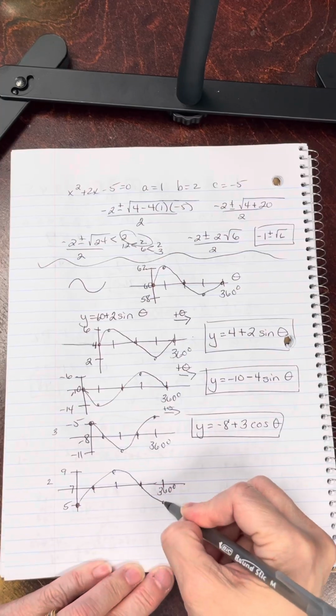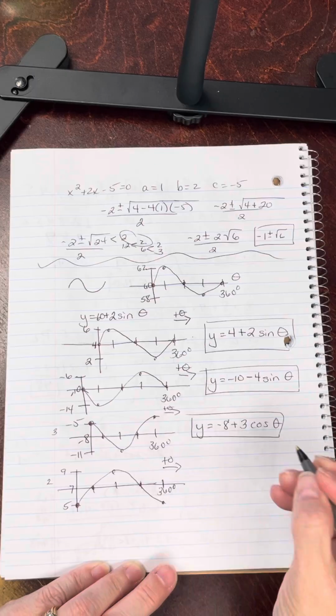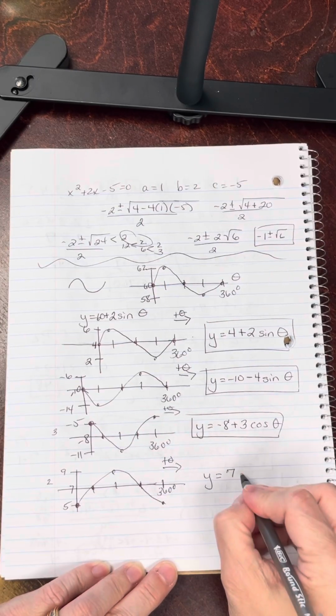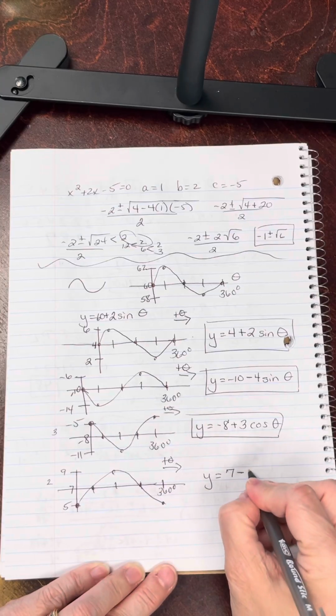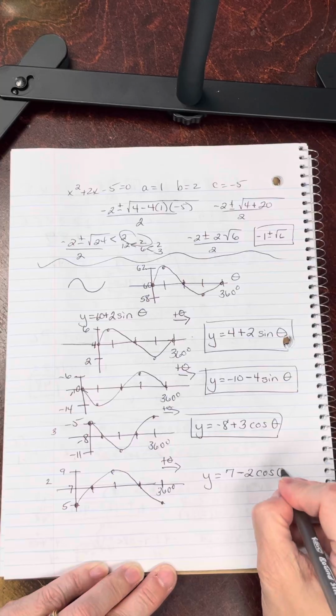So the curve they gave you is here. The arrow gives you positive theta. Okay. Whoops. So y equals center line of 7, started below, so it's minus. The height was 2. Because it started below, the word is cosine and theta.